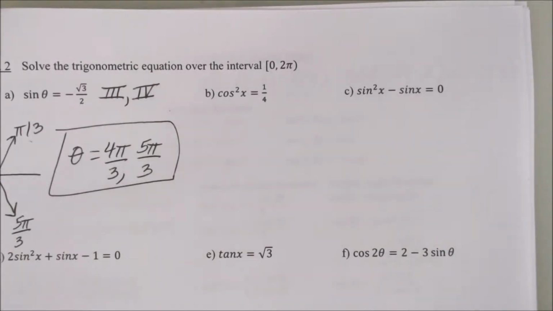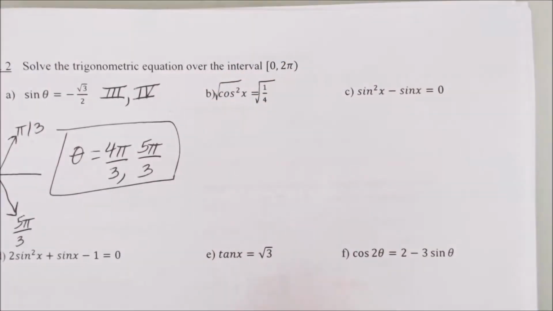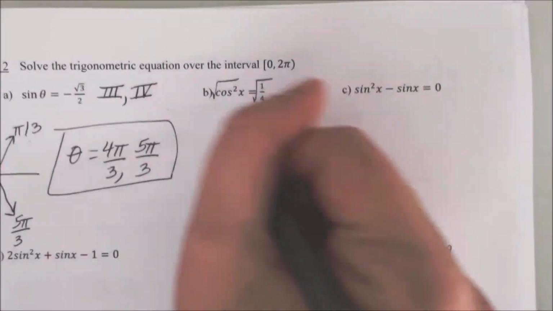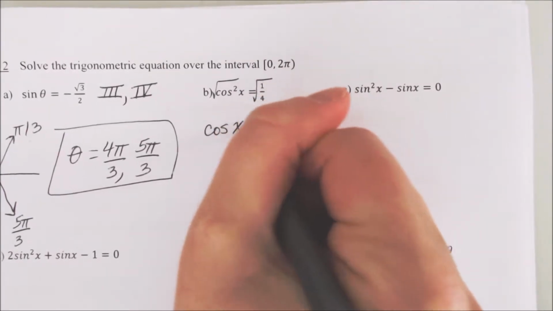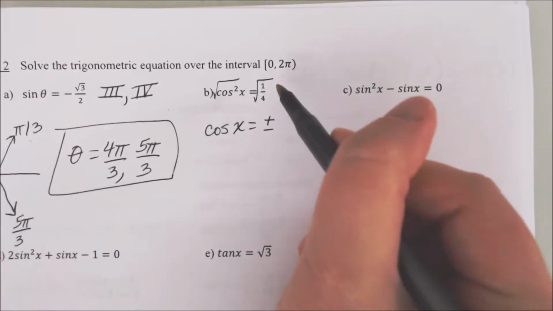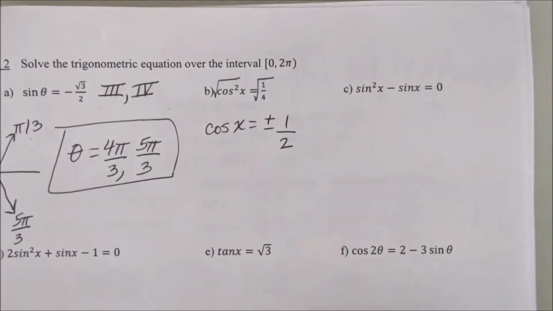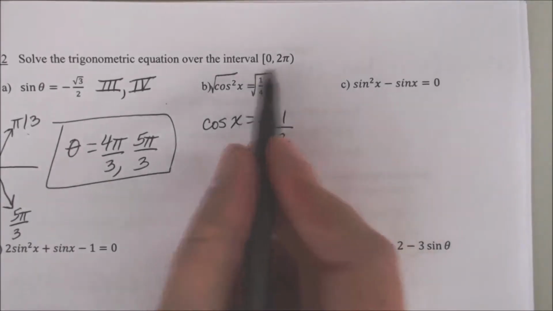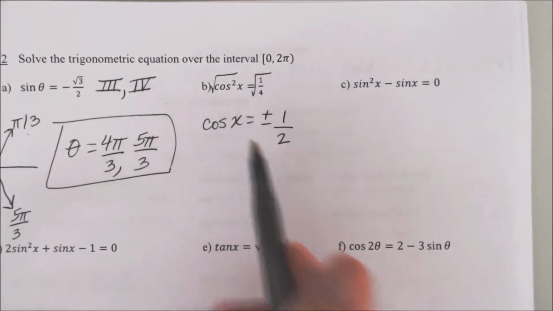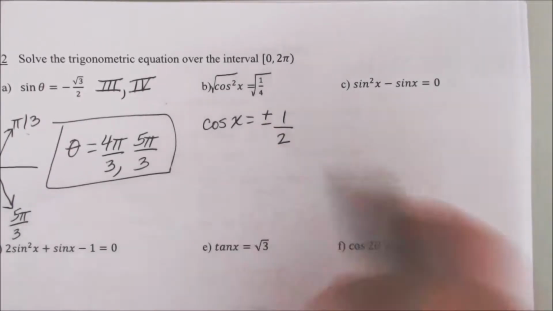So think if I just had x squared equals a number, to solve it, we would take the square root of both sides. The thing to remember when you take a square root is the plus minus. So what we end up with is cosine x equals plus minus the square root of 1/4. Well, square root of 1 is 1, square root of 4 is 2, so that's going to be 1/2. So we're looking for all the angles between 0 to 2 pi on the unit circle where cosine equals positive 1/2 and negative 1/2.